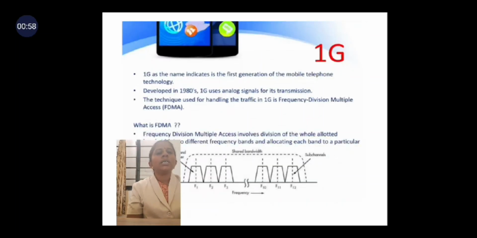The first generation indicates the first generation of mobile telephone technologies. It was developed in the 1980s and here we are using analog signals. The technology followed in the first generation is frequency division multiple access. Frequency division multiple access means the total available bandwidth is divided into different frequency bands and each band is allocated to a separate user.